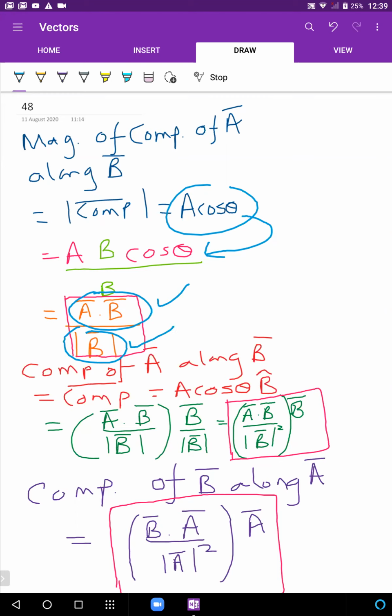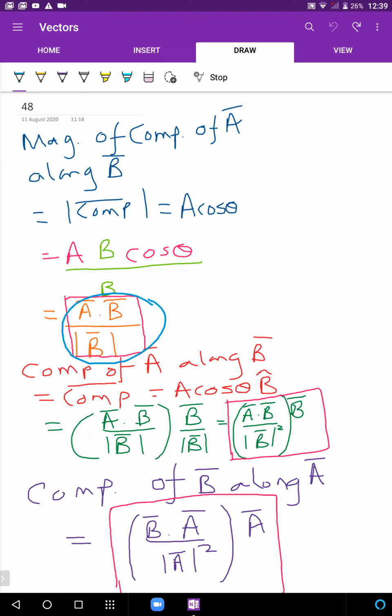ये डॉट प्रोडक्ट है, ये पाइथागोरस थ्योरम है. ठीक है. ये यहां से क्या निकल के आ जाएगा? A cos theta. This is the magnitude of my component. This is a number. A dot B एक number होता है, नीचे magnitude भी number होता है. So this is a number. This is not a vector. This is only the magnitude.